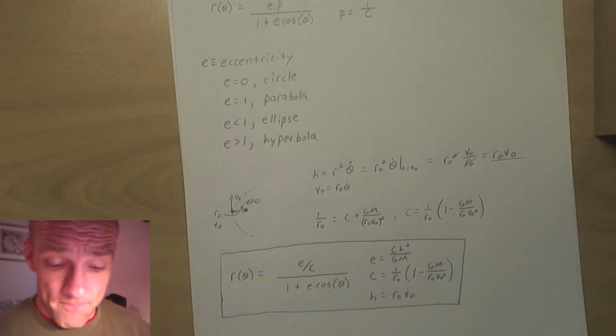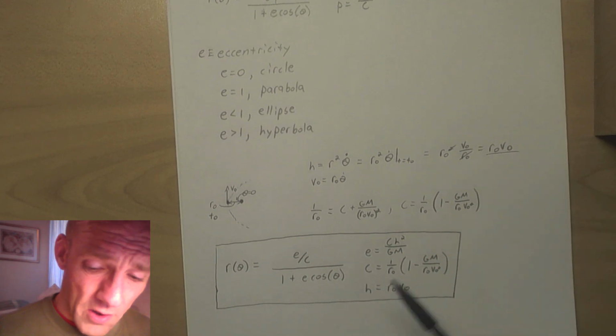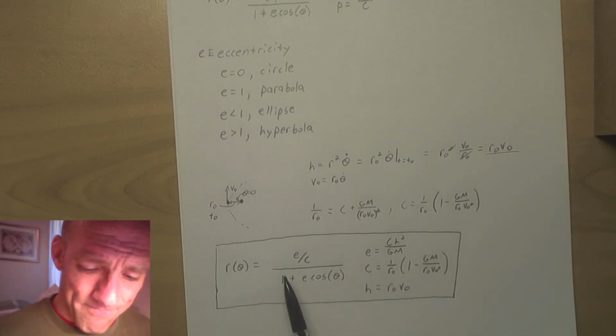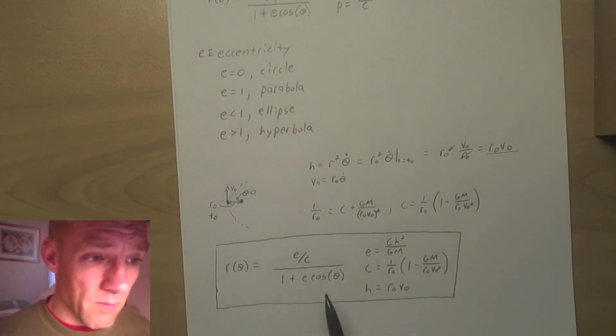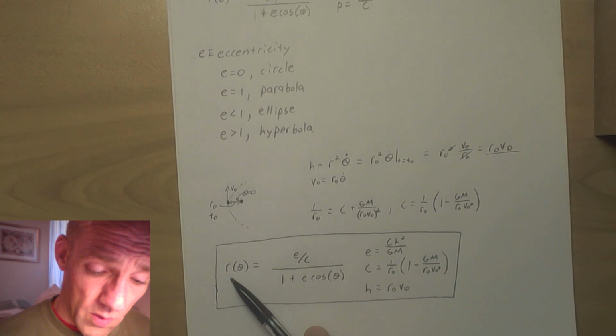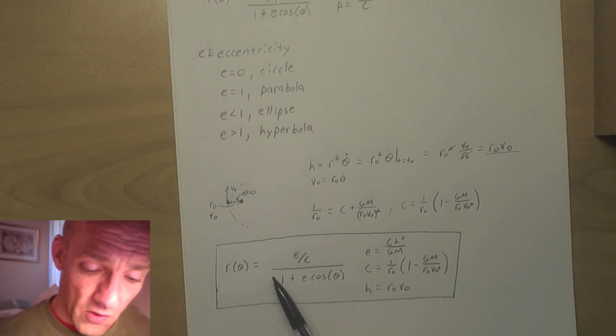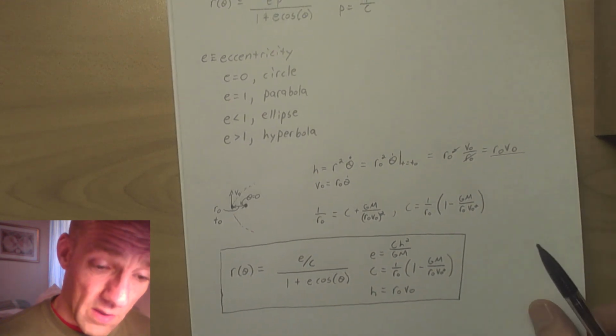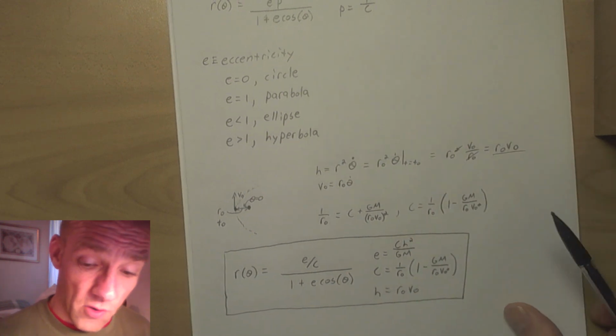But you know, this is kind of the upshot here. So this is the solution, this is the path. R is a function of theta. It gives you these four options, and there's a little simulator I found online that I thought might be useful.